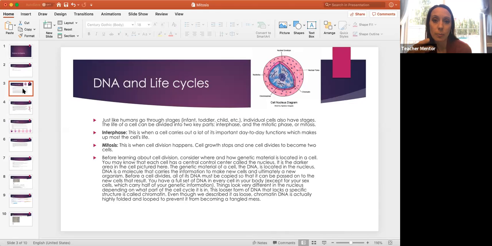And there's two main phases. If you can see right here, there's two key parts to mitosis, or the life cycle of a cell. And the first one is what we call interphase. This is also known as the mitotic phase or mitosis. And in interphase, this is when a cell carries out a lot of its important day-to-day functions, which makes up most of the cell's life.